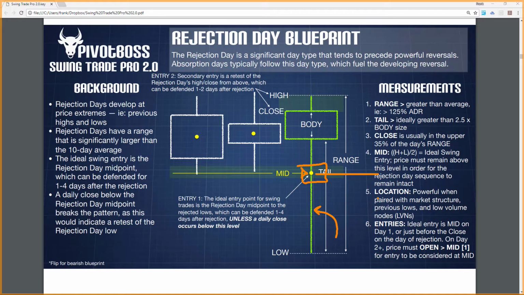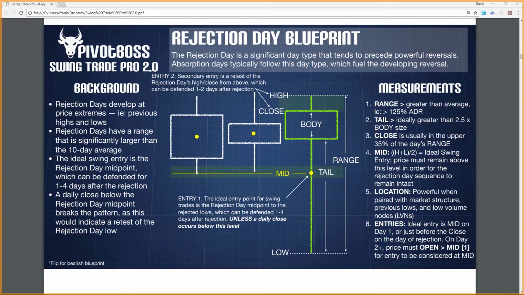Typically speaking, you need price to stay above that level on a closing basis. Otherwise, that rejection day is now broken. So you need price to continue to remain above this level on a daily closing basis. That doesn't mean that price can't drop below that level the next day. It can. It just needs to remain above it for the most part, because that offers the best entry point.